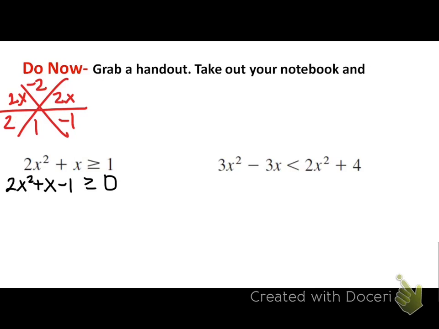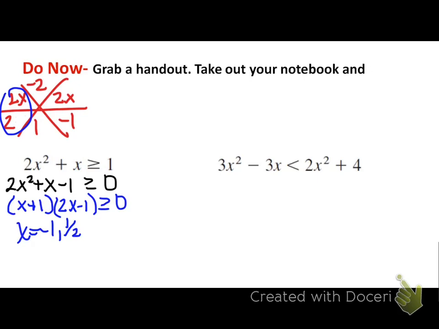I'm going to go ahead and write these out. In this case, my left-hand side can be reduced to x plus 1. On the other side, we're going to get 2x minus 1 is greater than or equal to 0, with our solutions being x is equal to -1 and 1/2.